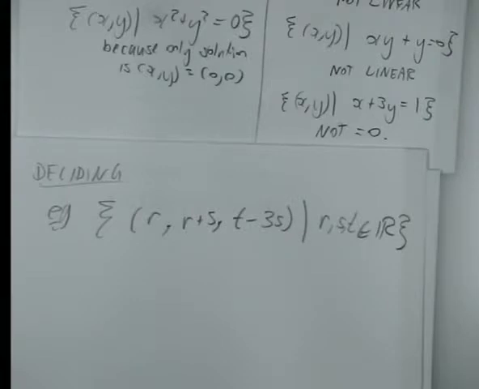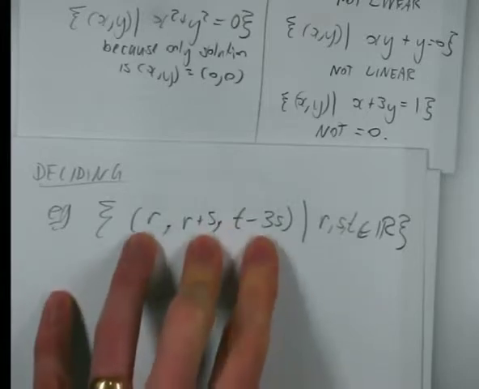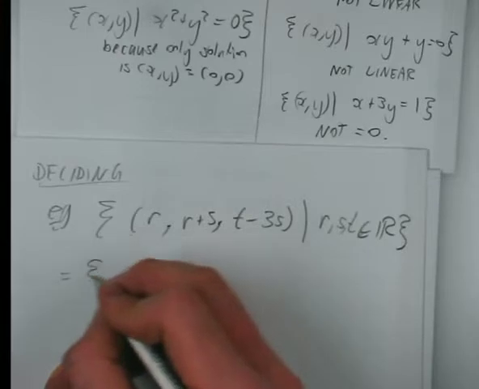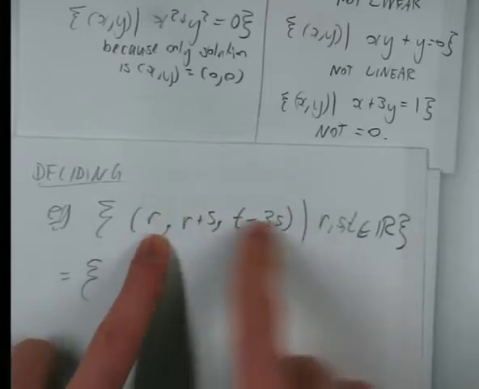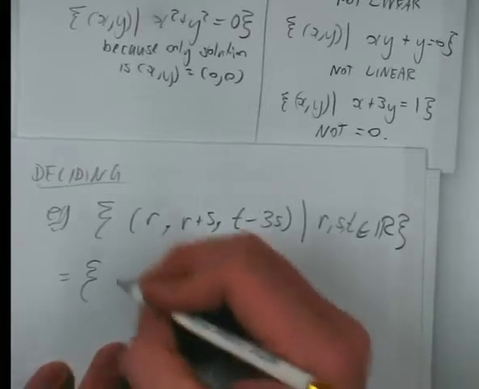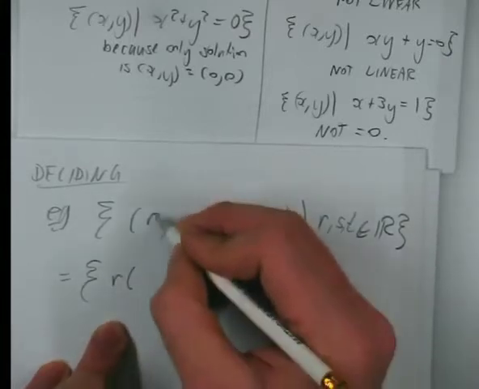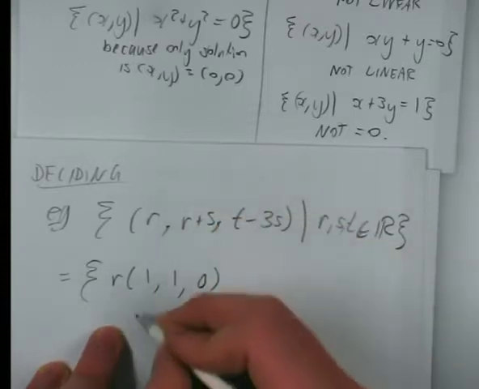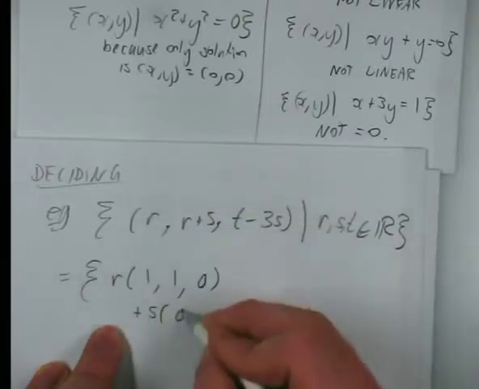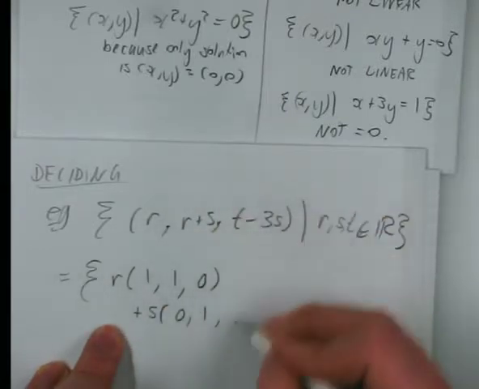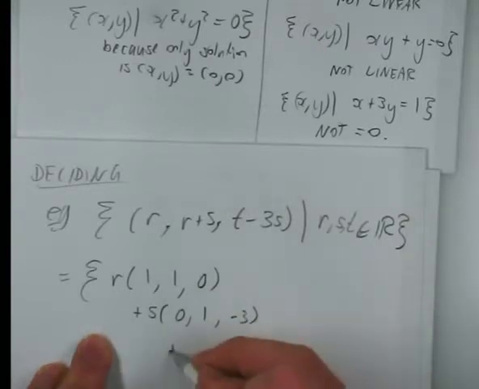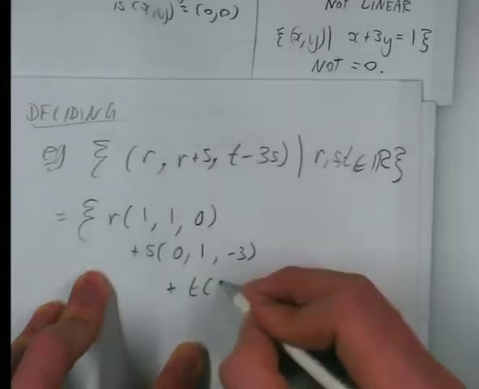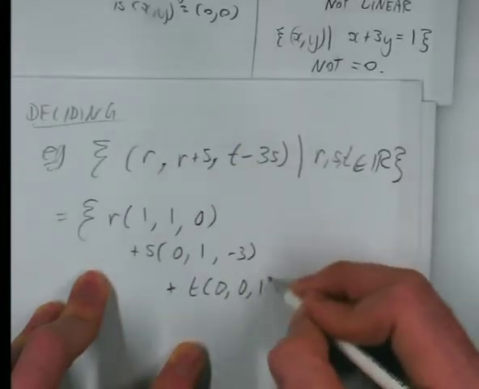And so my rule for telling if something's in the set is that it's possible to write the coordinates in this way. What I'm going to do is rewrite this so that I can tell that it's a span. So I'm going to separate this into a vector with the r's, a vector with the s's, and a vector with the t's. I've got one r in the first coordinate, one r in the second coordinate, and no r's in the third coordinate. With my s's, I've got no s's in the first coordinate, one s in the second coordinate, and minus 3 s's in the third coordinate. I've got no t's in the first coordinate, no t's in the second coordinate, and one t in the third coordinate.